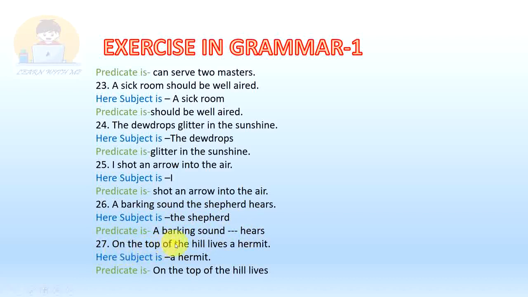27. On the top of the hill lives a hermit. Here subject is a hermit. Predicate is on the top of the hill lives.